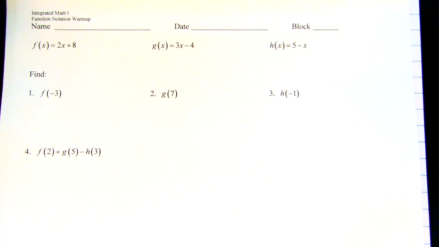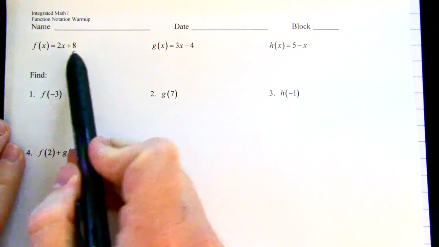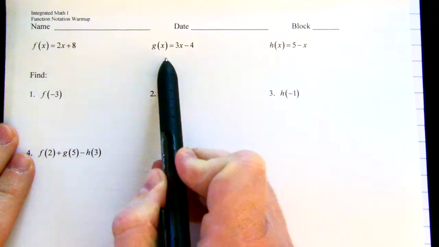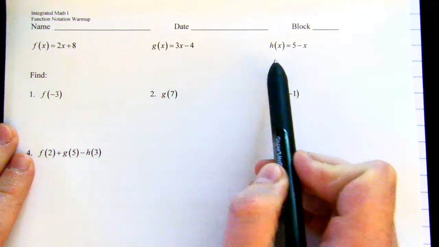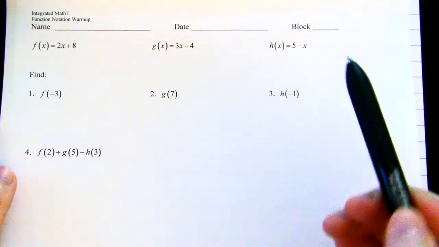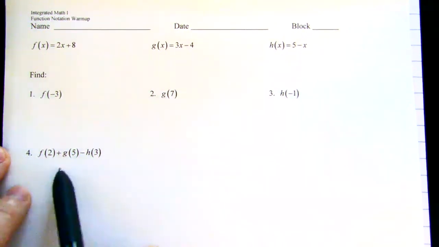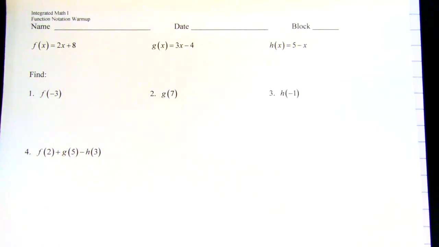Before we start some new material today, I have some quick warm-up problems for you to do. Can you please take out a blank piece of paper? I'd like you to copy down these three functions. f of x equals 2x plus 8, g of x equals 3x minus 4, and h of x equals 5 minus x. And then I'd like you to try these 4 problems. See what you can do, and you'll send the answers into Edpuzzle.